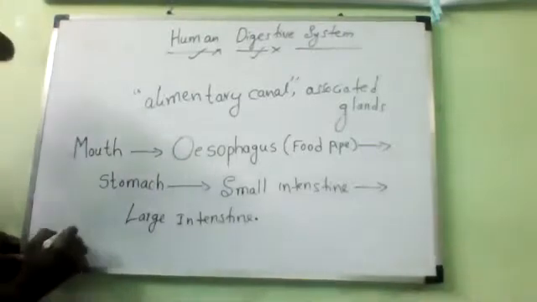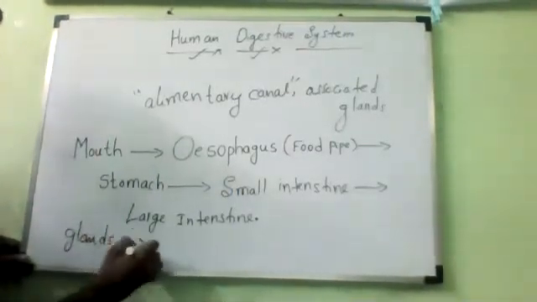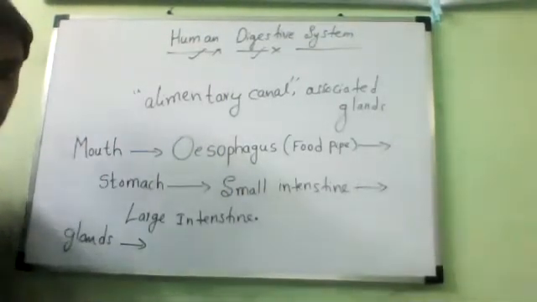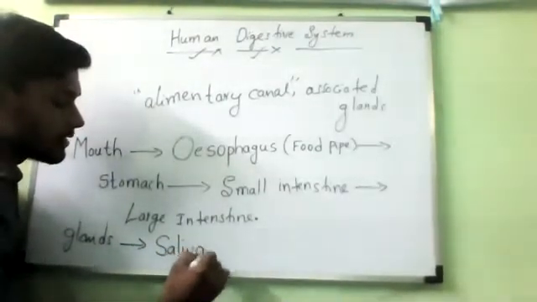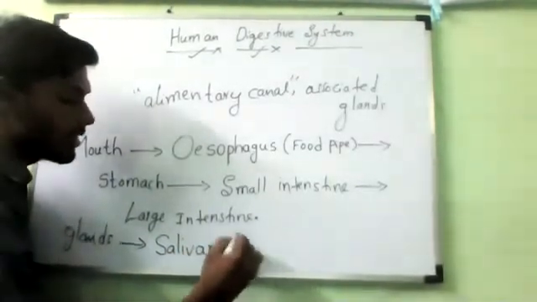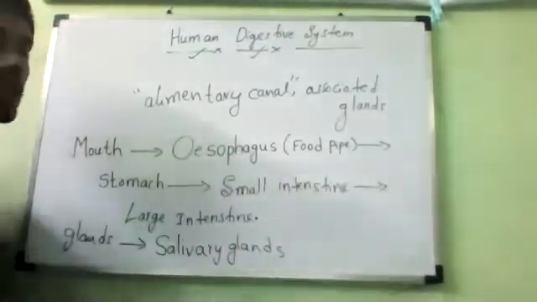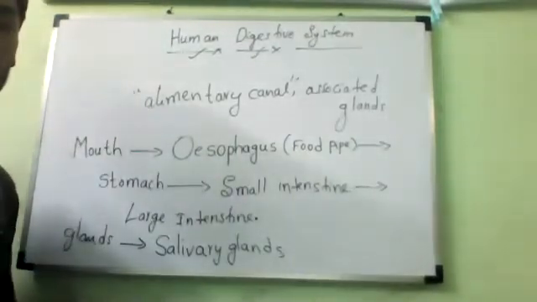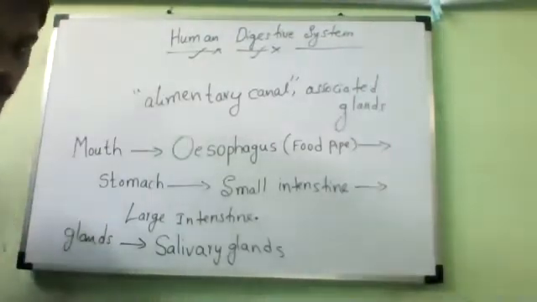Salivary gland. So the glands which are helpful in our human digestive system are the associated glands. What is the first gland? Salivary gland, which is in the mouth. Later, the food enters the esophagus and reaches the stomach. In the stomach we have a big part in our body. What is that?